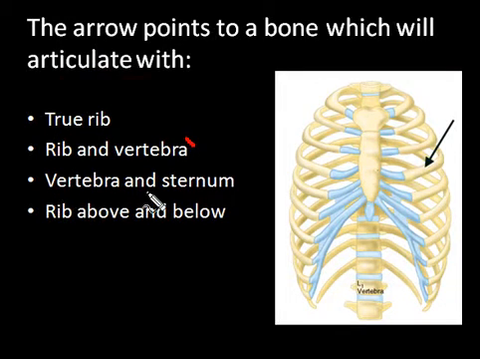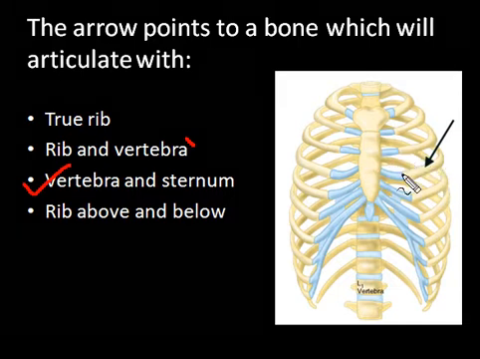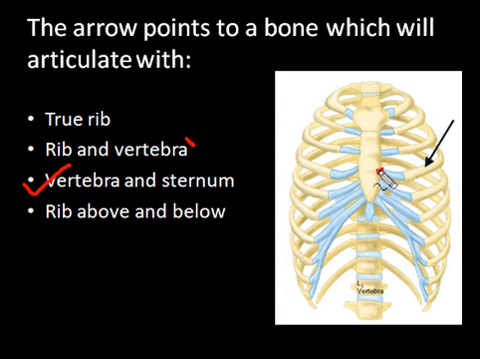Third one, vertebra and sternum. This is the right choice, because you can see here it's articulating with the vertebra behind, and through the costal cartilage it articulates with the sternum. Quite often we don't say costal cartilage, we say sternum, because the costal cartilage is really the unossified part of the rib. So, you know, it articulates with the sternum. So that's the right answer.